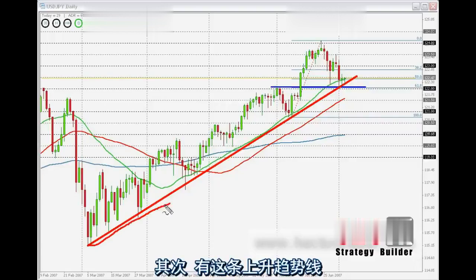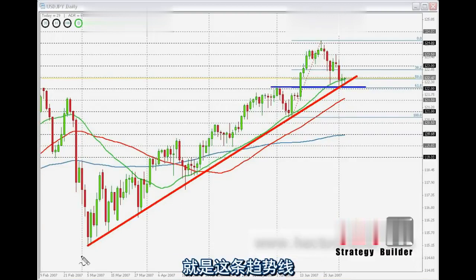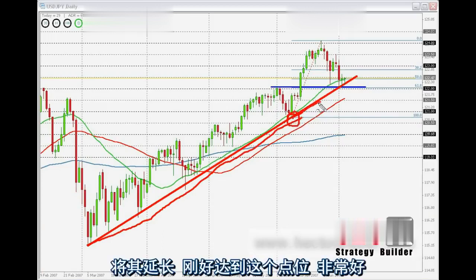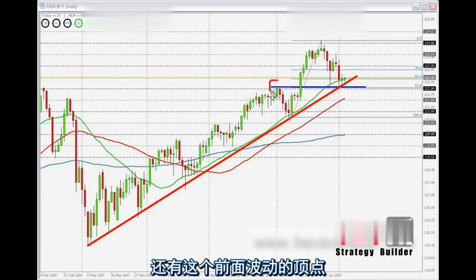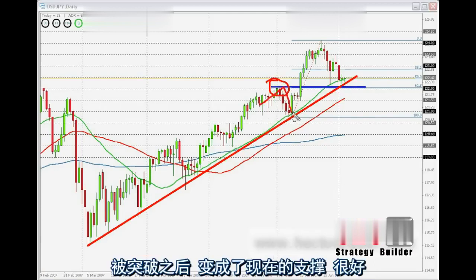Second, we have this trend line. That's awfully drawn, sorry. We have this trend line right here. If we prolong this trend line, it comes around this level. Good. We have this swing top right there. Former resistance, once broken, might become support.